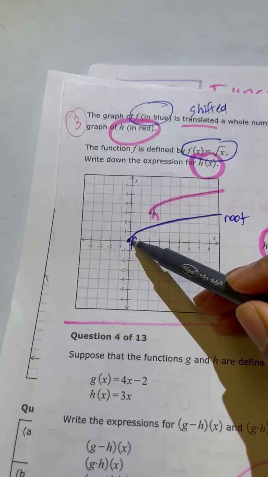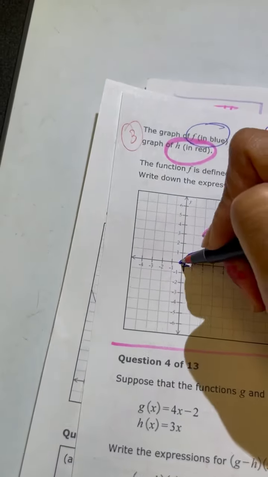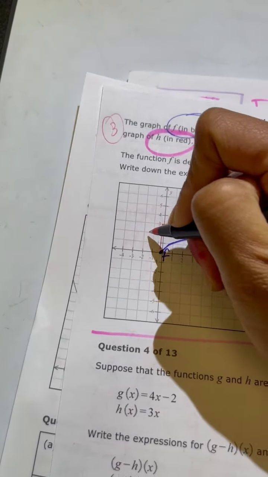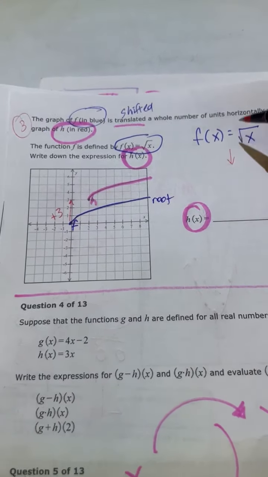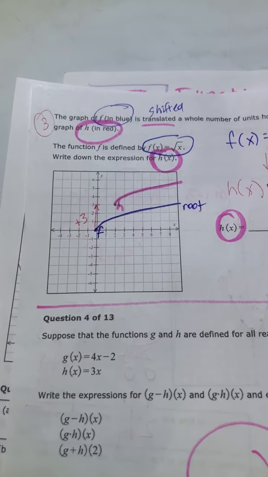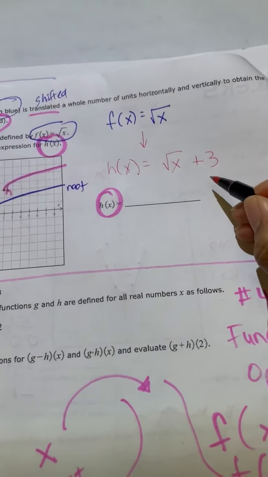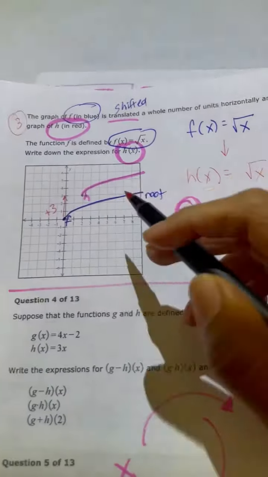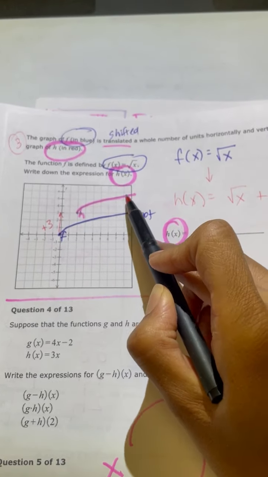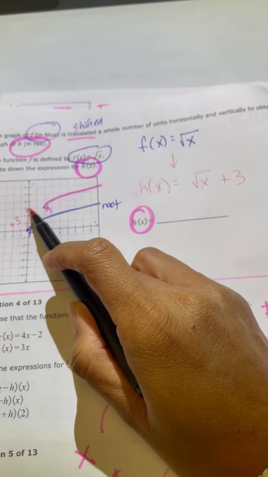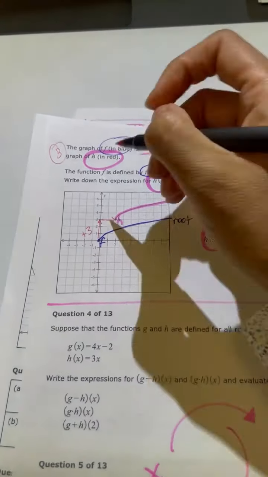How many units did it have to move up to get to h? 3, okay. So we went from here to here, so we went up 3. So if we go up, we're going to add 3, right? So to go from here to here, I'm going to say h of x is equal to the square root of x, and then I'm going to add 3, because this 3 will make me move up 3 units. Is everyone okay with that? So if this graph was like right here, then I'm done. But it not only moved up, it also moved to the right. How many units did it move to the right? 2 units to the right.